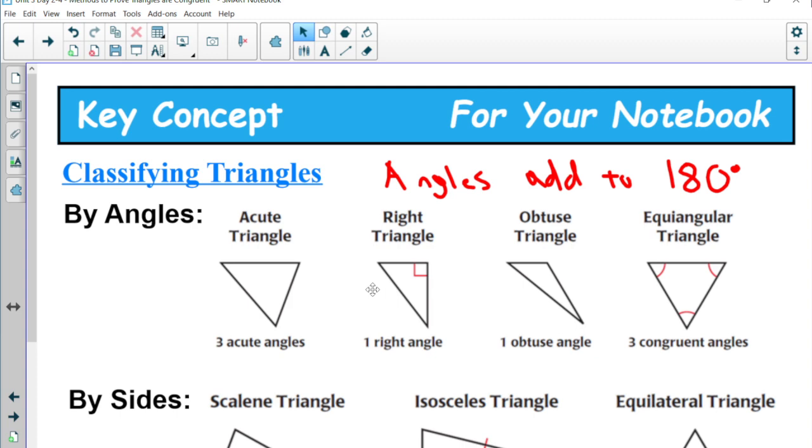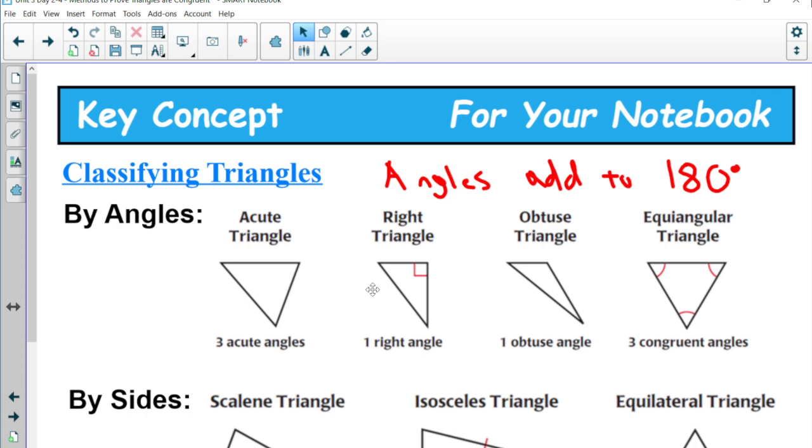So classifying triangles. This is some more vocab to describe what type of triangles these are. First off, let's start by looking at classifying them by our angles. So we have a few different ways that we can describe the triangles by angles. First off, we have acute triangle. Acute triangle means it's got 3 acute angles. So all 3 of the angles are acute.